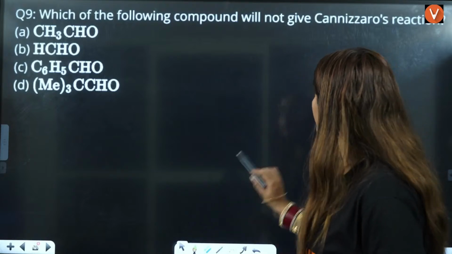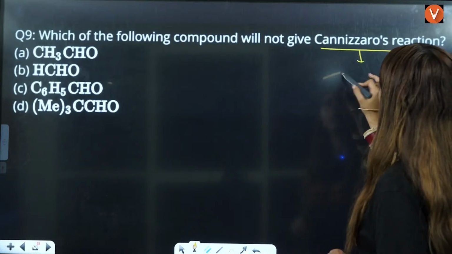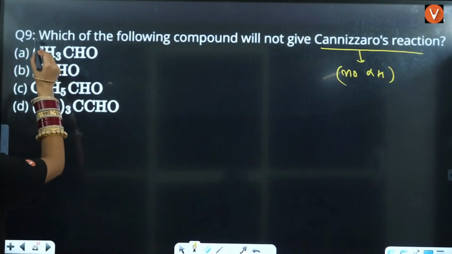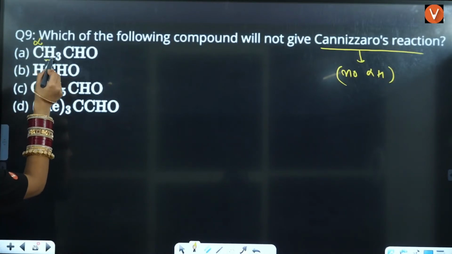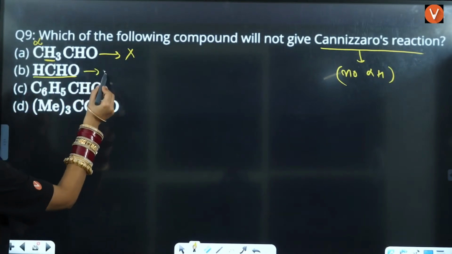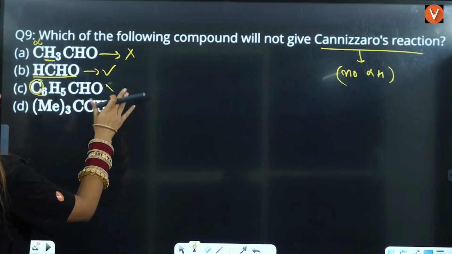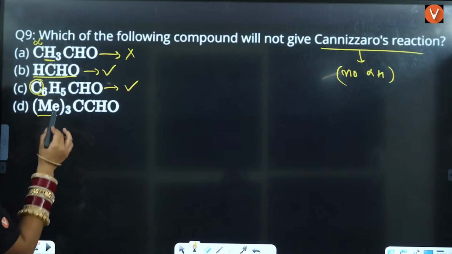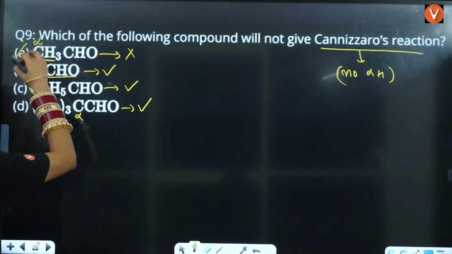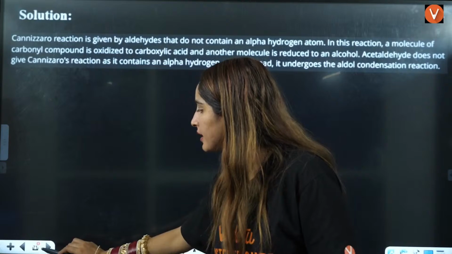Which of the following compounds will not give Cannizzaro reaction? For Cannizzaro reaction, there should be no alpha hydrogen. If you see, this has alpha carbon and that too alpha hydrogen, so this will not show Cannizzaro reaction. This does not have alpha hydrogen, it will show. This has alpha carbon but that is sp2, so no alpha hydrogen, again it will show Cannizzaro. This has alpha carbon but there is no alpha hydrogen, so this will again show Cannizzaro. So E is the one which will not show Cannizzaro reaction here.